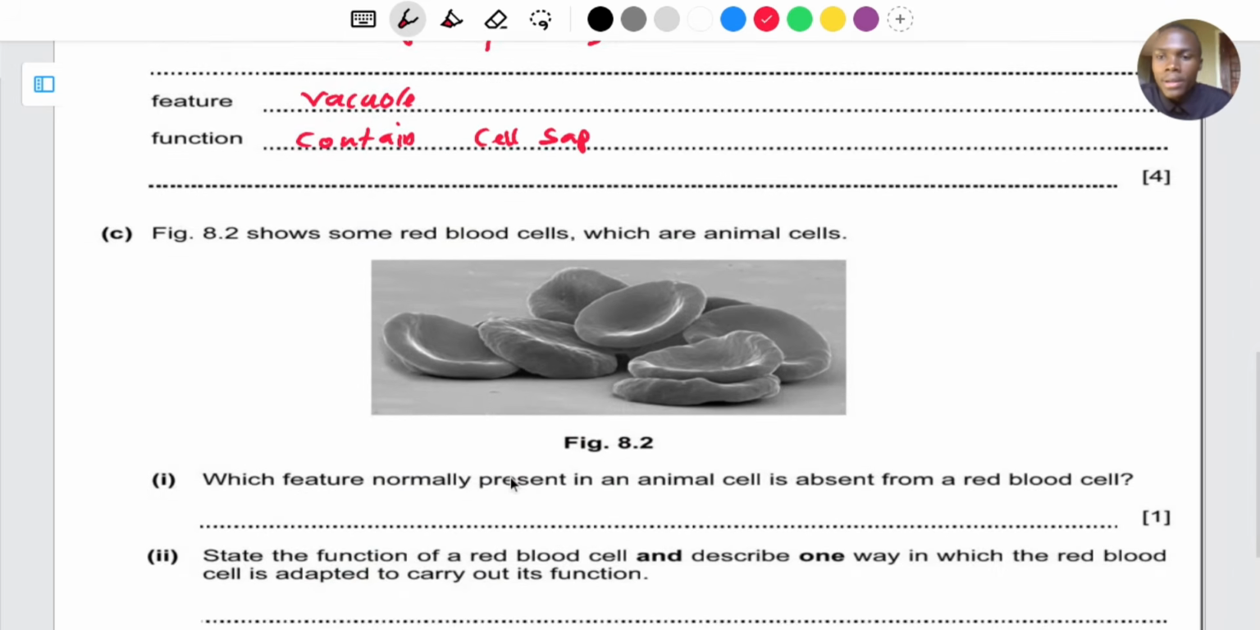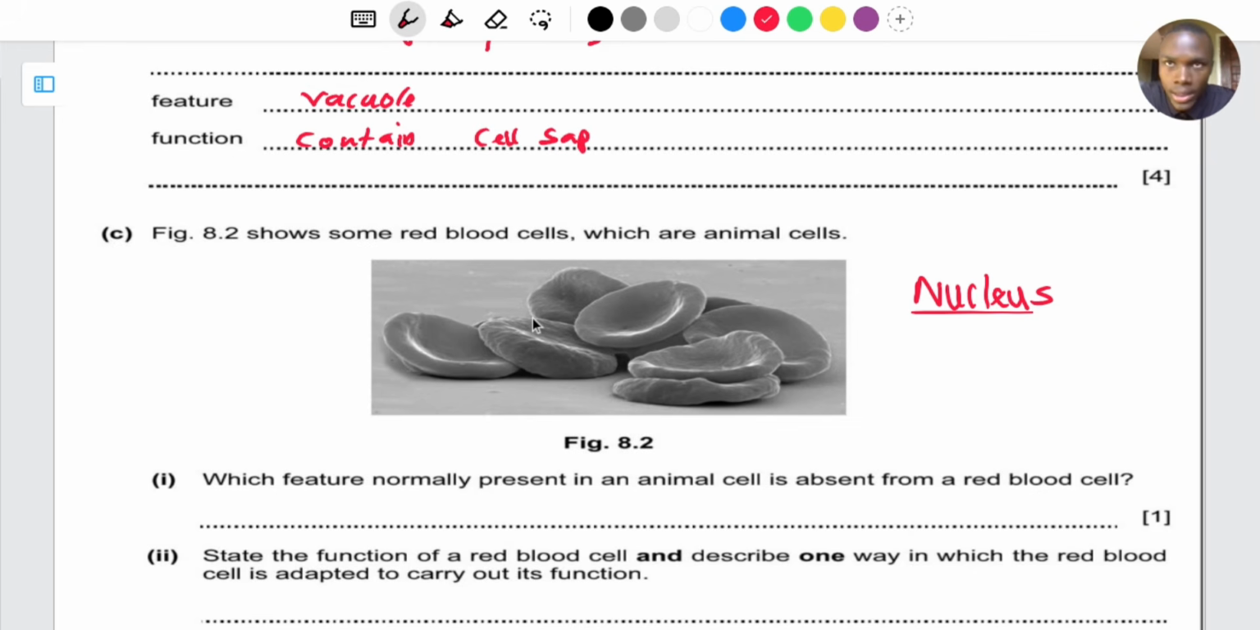Then let's see other questions. Question C is saying figure 8.2 shows some red blood cells, which are animal cells. This question asks which feature normally present in an animal cell is absent from a red blood cell. I think this is an important question that you need to understand. We know that animal cells have a nucleus, just as plant cells do, but here we're focusing on animals. A red blood cell is an animal cell, but it lacks what? Nucleus. It doesn't have a nucleus.